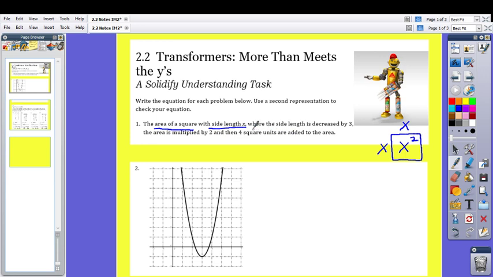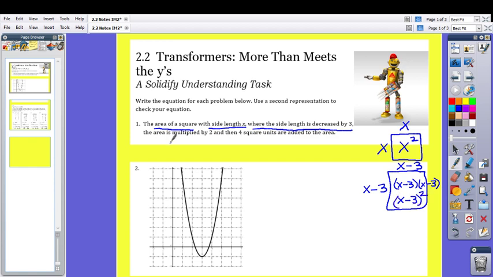Then it says where the side length is decreased by 3. So if we are decreasing our side by 3, it will become x take away 3, and this side will also be x take away 3. Now how you find the area of a square is you multiply this and this, so it will be x take away 3 times x take away 3, so then it will become (x take away 3) squared.